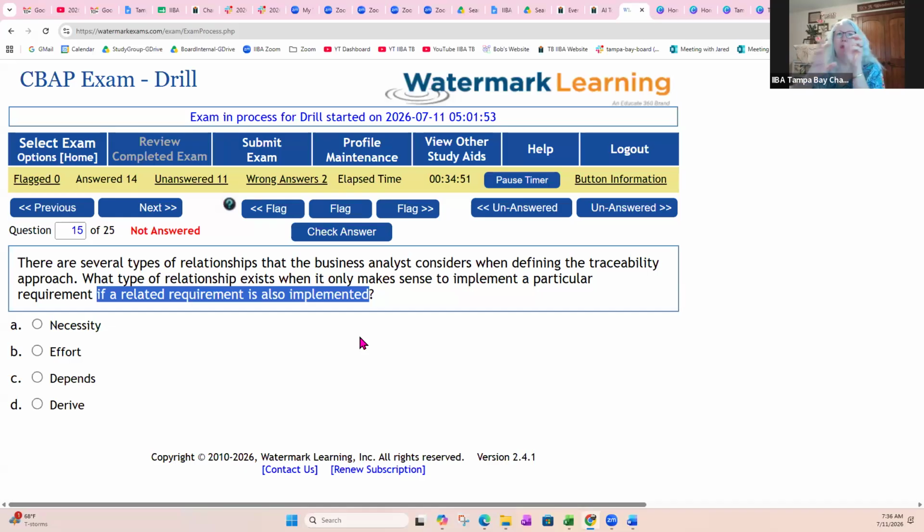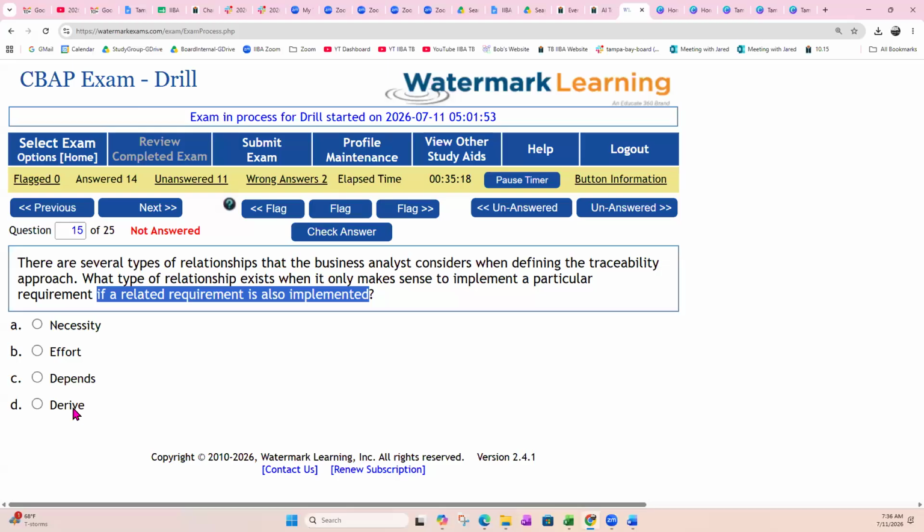If you take this one, only if something else is implemented. For instance, you don't need to worry about putting a link in the menu for the home screen if you haven't created the menu yet. You've got to have one before the other happens, and it's got to be related. It's got to be implemented together. Is that called necessity, effort, depends, or derive? Depends.